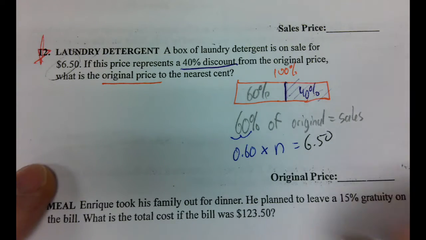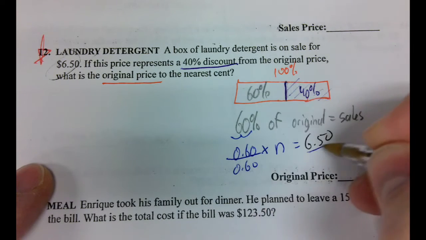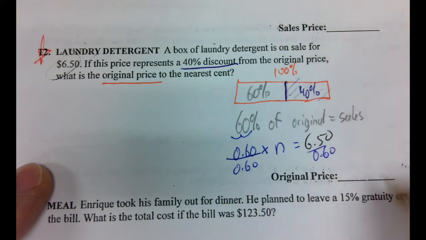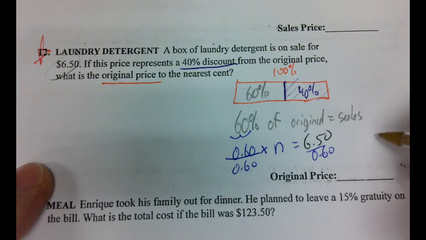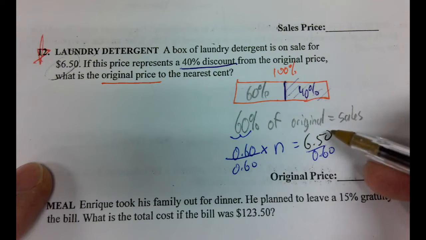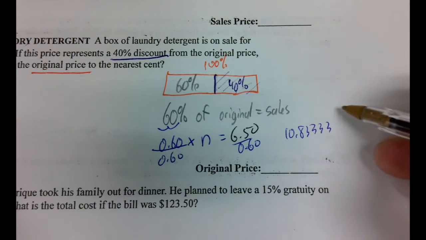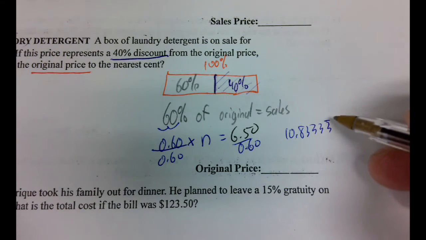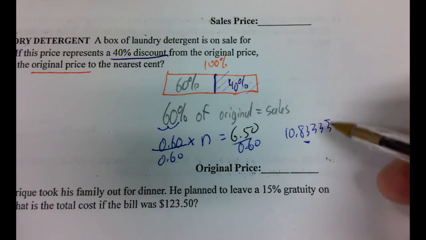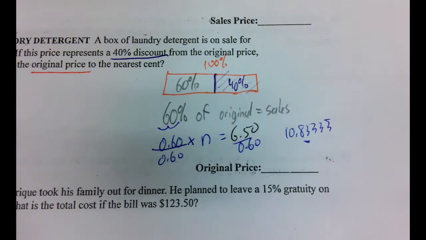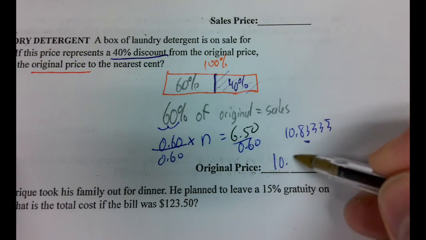In this case, when I take $6.50 divided by 0.6, I get 10.83333333333 repeating. Cool. Don't put that repeating line up there. That's correct, but we're talking money. Money, round to the nearest cent, which is what they told you in the instructions. So that's going to be $10.83. When you're looking at that, that's how we do those.